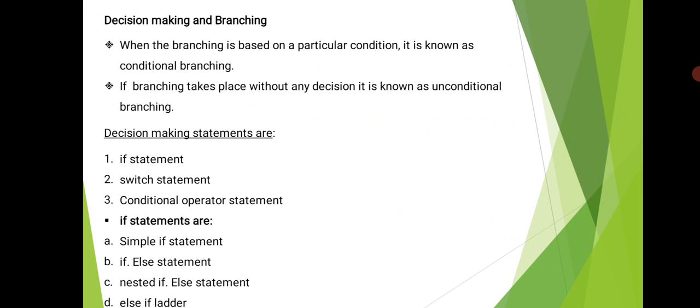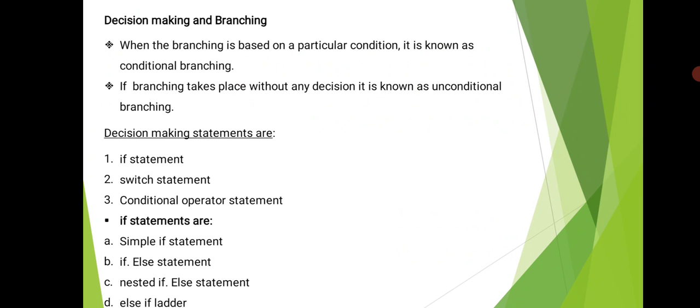Here we see two types: one is conditional branching and another is unconditional branching. If the branching is based on a condition, it is called conditional branching. When branching takes place without any condition, it is called unconditional branching. Decision making statements are of three types: the if statement, the switch statement and the conditional operator statement.